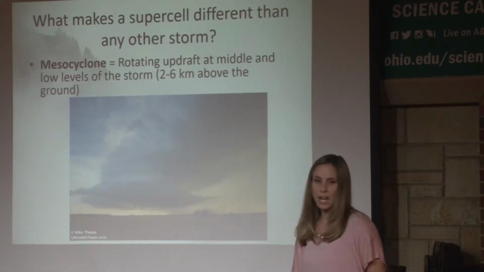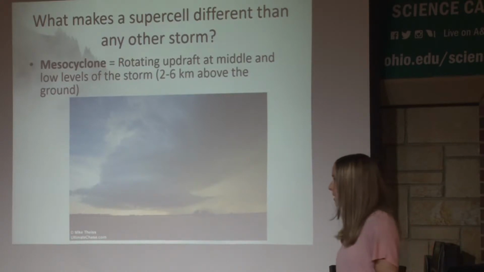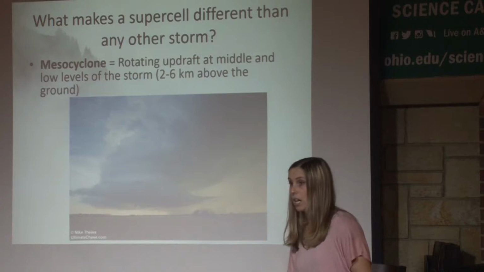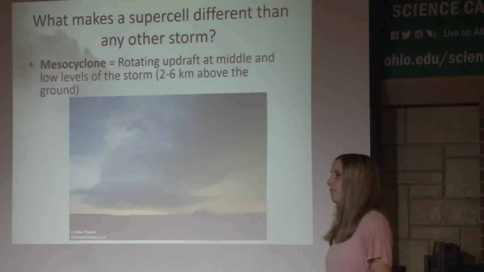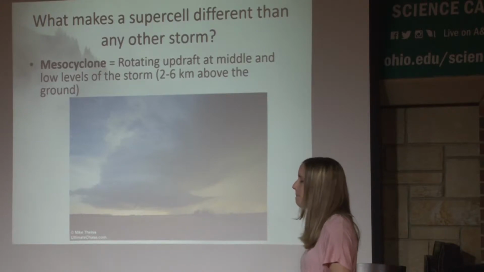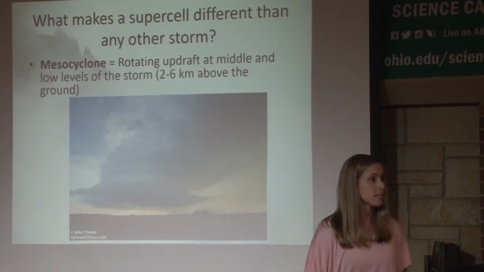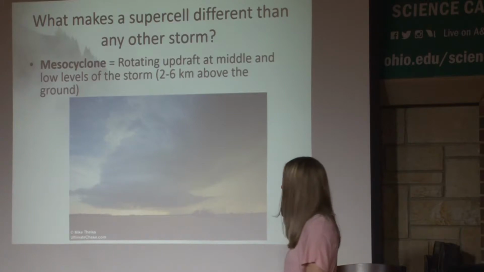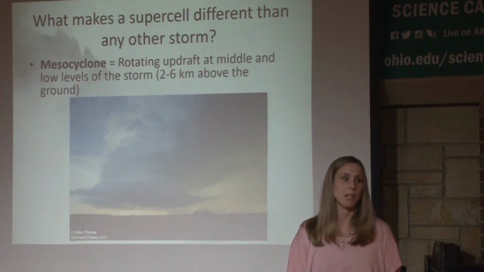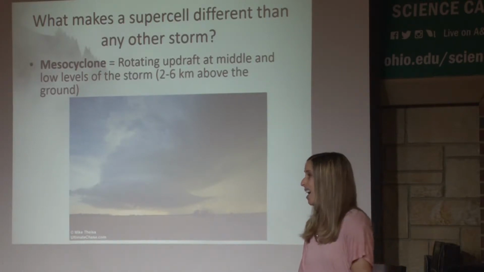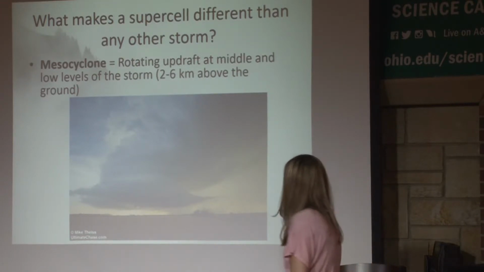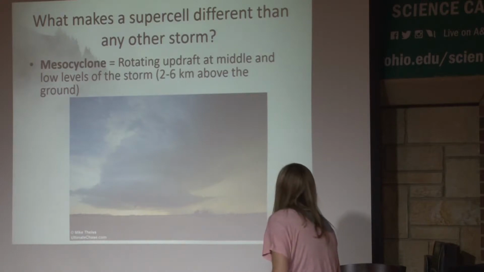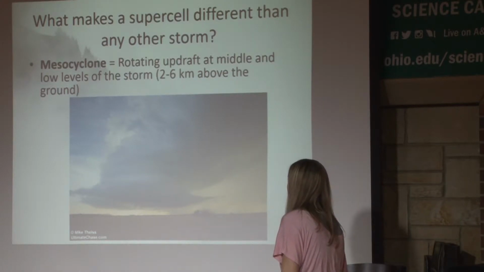Well, supercells have a mesocyclone, and a mesocyclone is basically a rotating updraft. And because of that fact, they have a very different internal mechanism that drives these storms and steers them compared to your everyday storm. These supercells can last sometimes upwards of 6 to 8 hours. Your everyday thunderstorm is just going to be basically like an hour, and that's it. So these rotating mesocyclones occur roughly 2 to 6 kilometers above the ground.